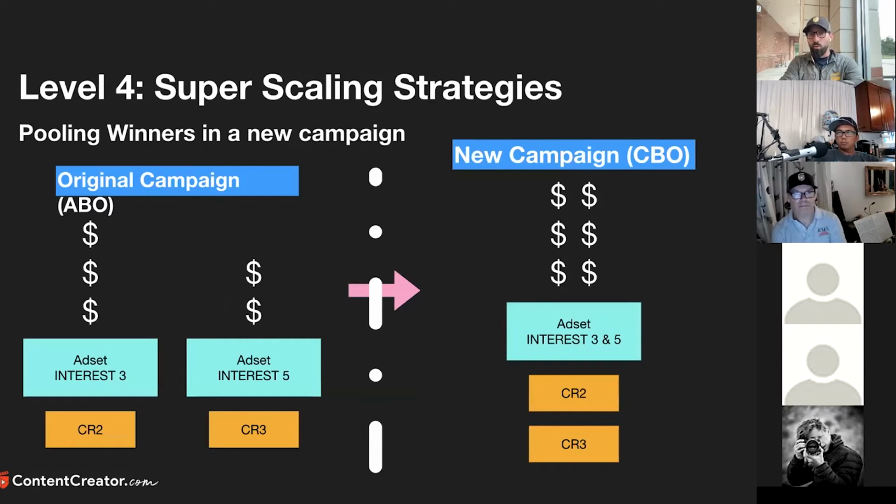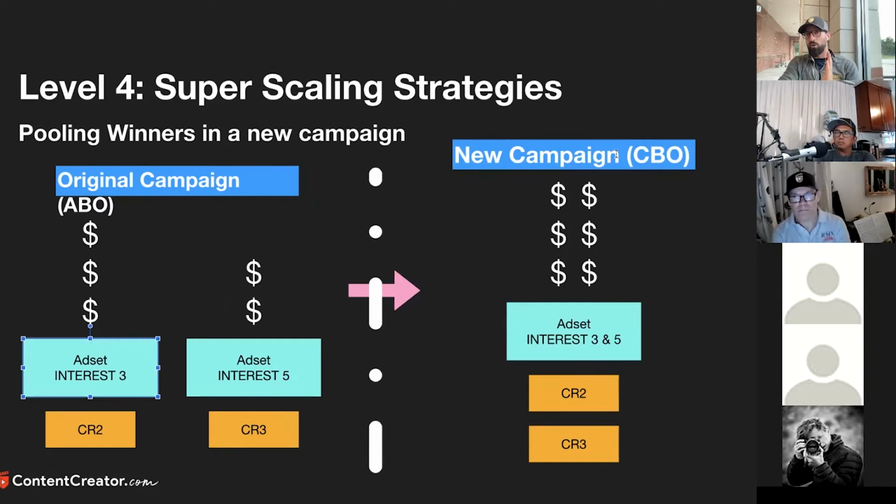Now level 4 is where we start to pool the golden geese together, and we're pooling winners into a brand new campaign. Here's our original campaign. We had ad set 3. So we had interest 3 and creative 2, and interest 5, creative 3 that worked. Let's say both of those were working. What we can actually do is create a new campaign.